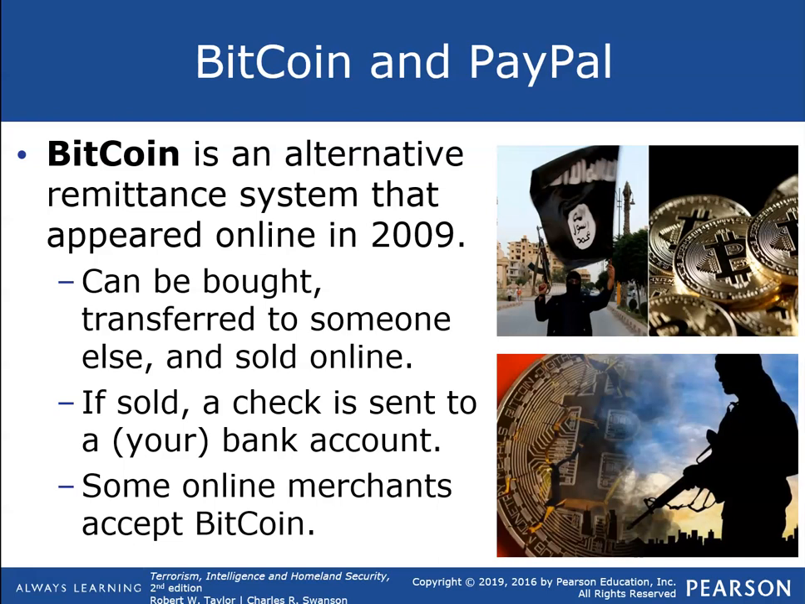So this is an alternative remittance system that appears online, and back in 2009 is when it started. It can be bought, transferred to someone else, and sold online. And if sold, your check is sent to your bank account, and some online merchants today accept Bitcoin. So kind of an interesting thing.